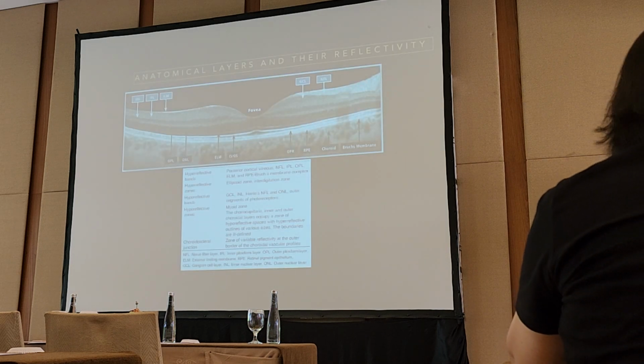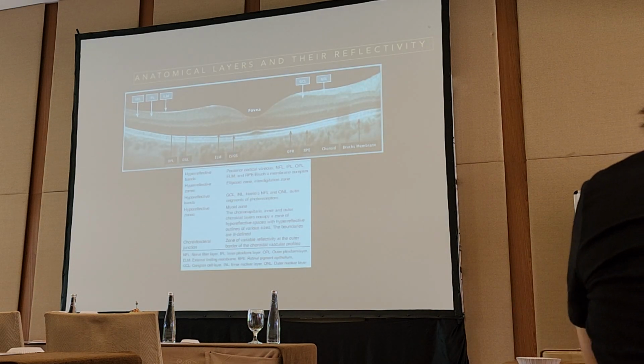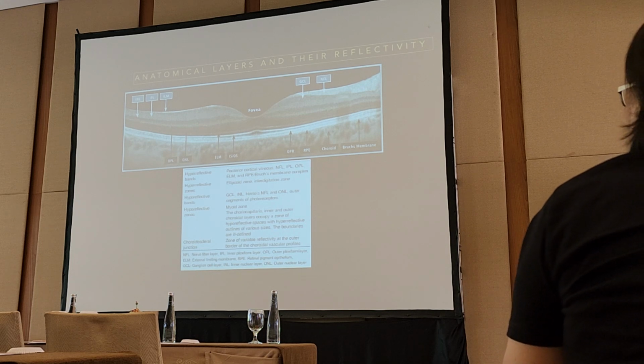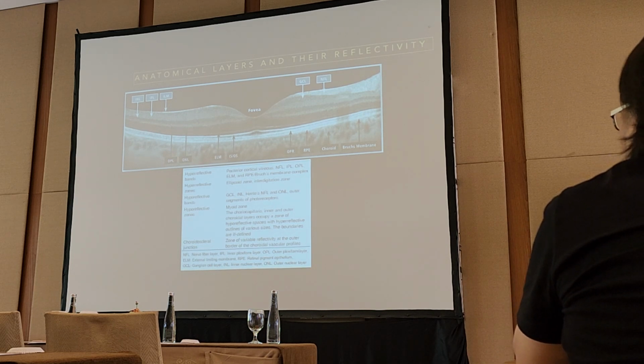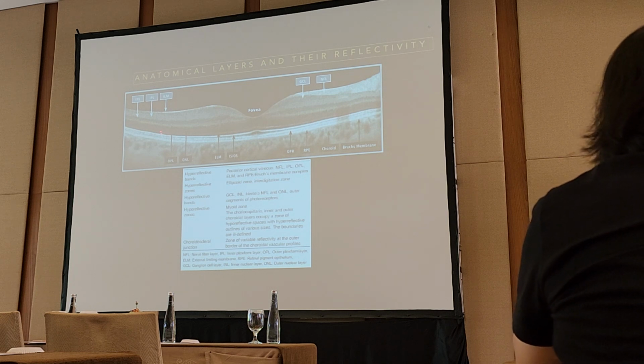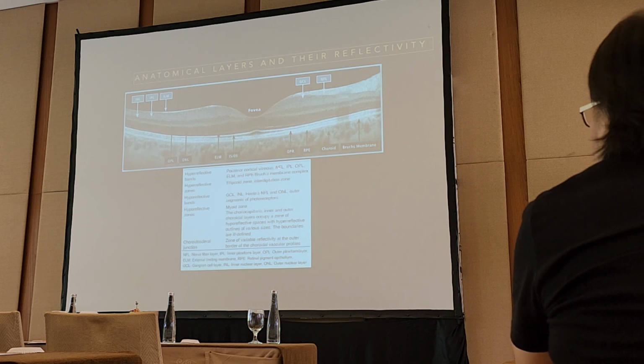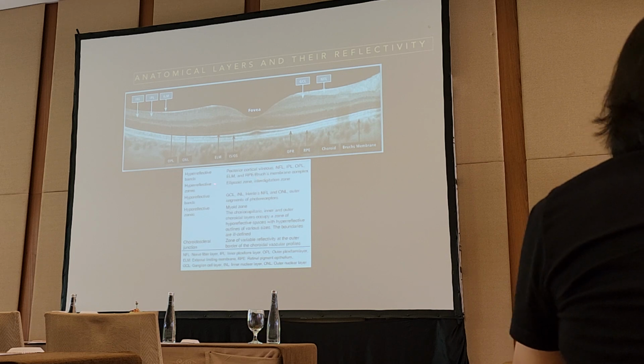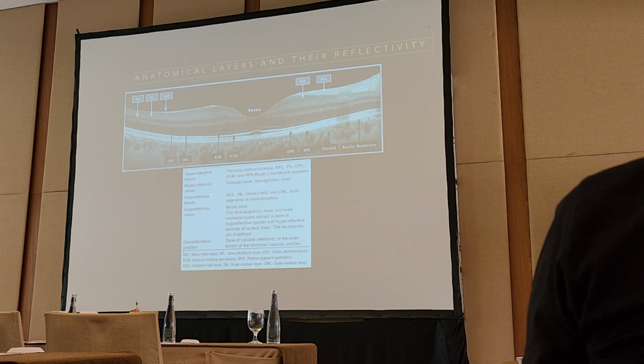Here's the anatomical layers and their reflectivity based on OCT. So we have a hypo and hyper reflectivity based on the light that's scattered back from the tissue. So hyperreflective bands is mostly posterior cortical vitreous, IPL, OPL, ALM. We have the hyperreflective zones, hyperreflective bands, hyperreflective zones again, you can see here.